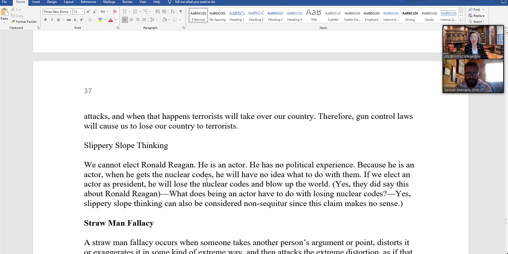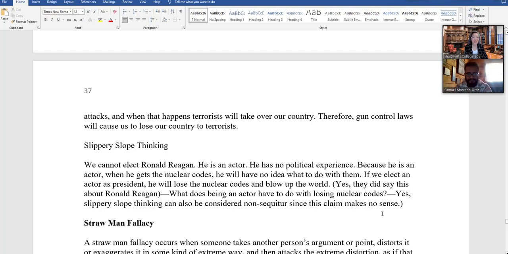Okay? If we elect Ronald Reagan, he is an actor. He has no political experience. Because he is an actor, when he gets the nuclear codes, he will have no idea what to do with them. If we elect an actor as a president, he will lose the nuclear codes and blow up the world. And yes, they did say this about Ronald Reagan. And what does being an actor have to do with losing nuclear codes? Yes, slippery slope thinking can also be considered non sequitur, since this claim makes no sense.